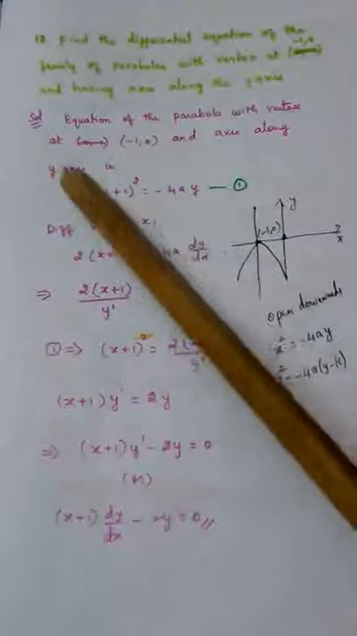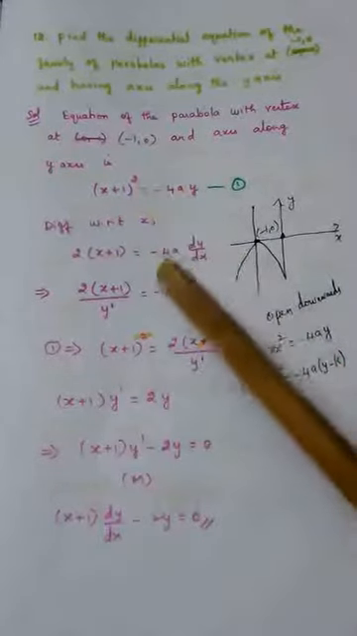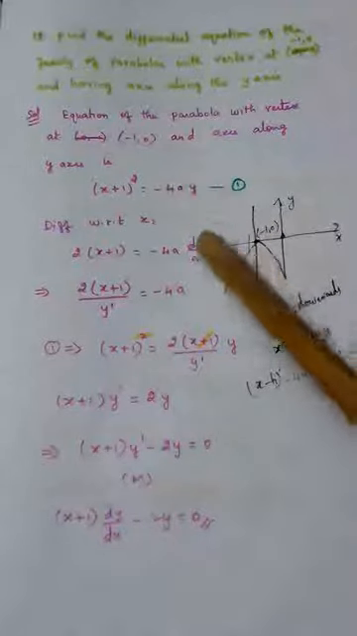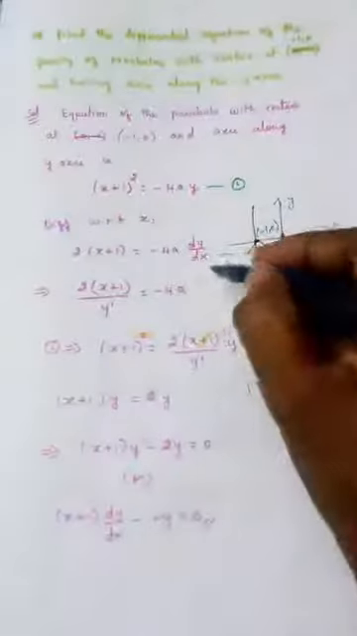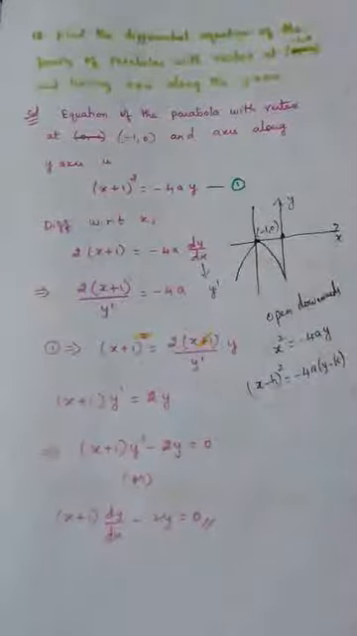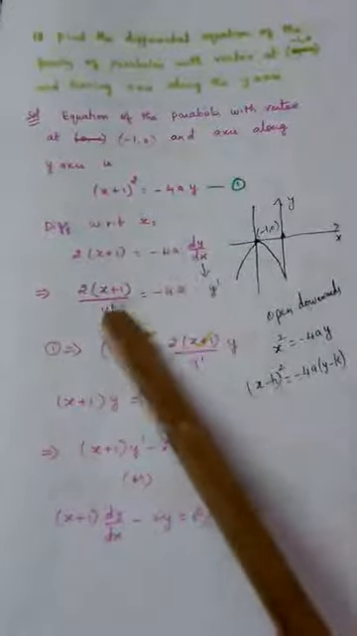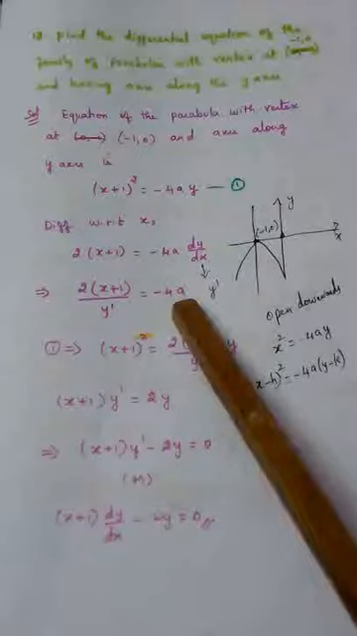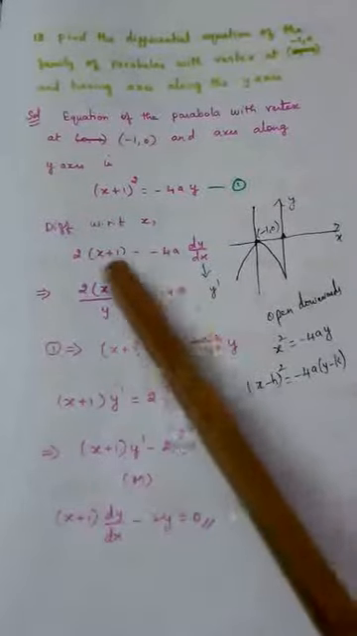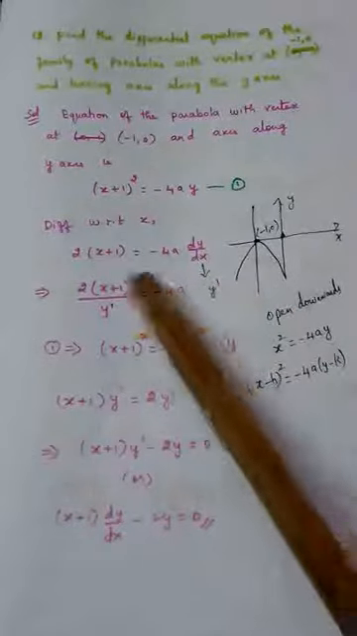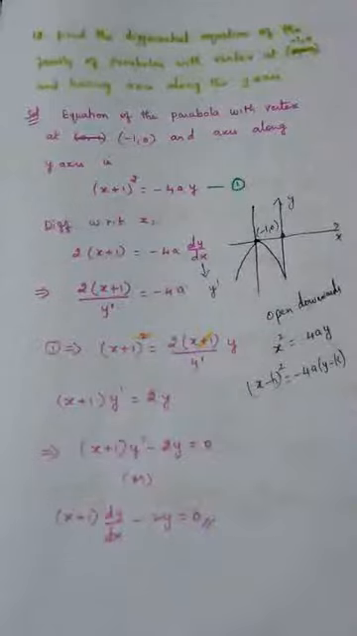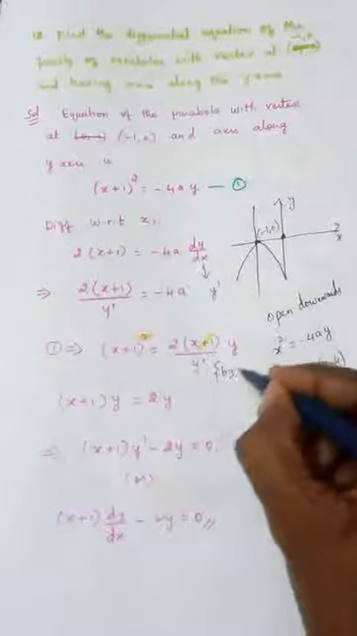So we need a differential equation, so we differentiate this with respect to x. 2 will come to the front, 2 into x plus 1, -4a is constant, the differentiation of y is dy by dx. 2 into x plus 1, dy by dx can be written as y dash, right? Bringing that to division, it becomes y dash equal to -4a. Now we got the value for -4a. So I am going to substitute this value in the first equation. So the first equation gives x plus 1 whole square is equal to, instead of -4a, I am going to write 2 into x plus 1 by y dash.